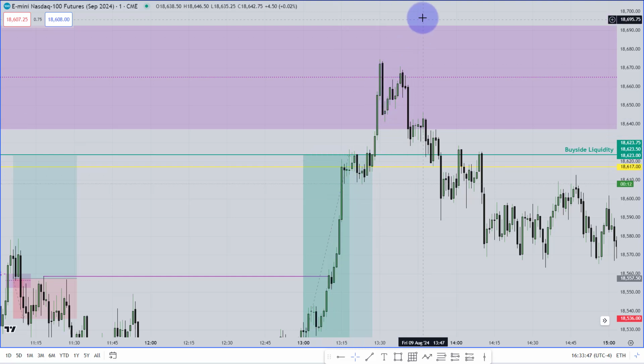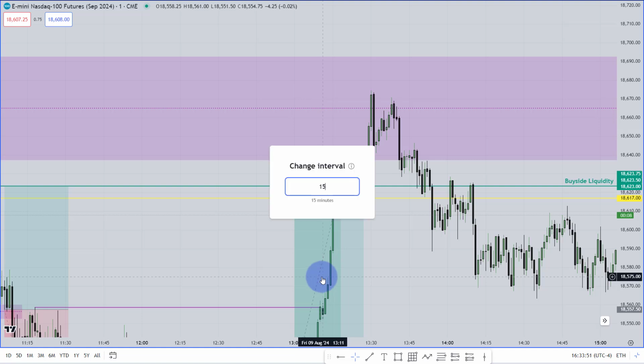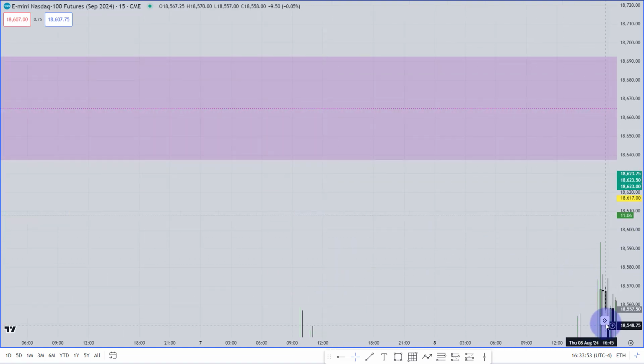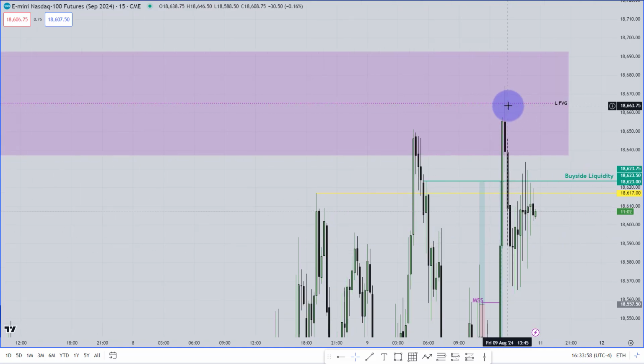Where did it come? Now let me actually go back to 15 minutes one more time, because I need to explain this one. Did it come to the consequent encroachment? Yes, brother, but it went a little higher. I don't care if it failed to tap to this high, or maybe very near to that high. I will see this is the consequent encroachment rejection.